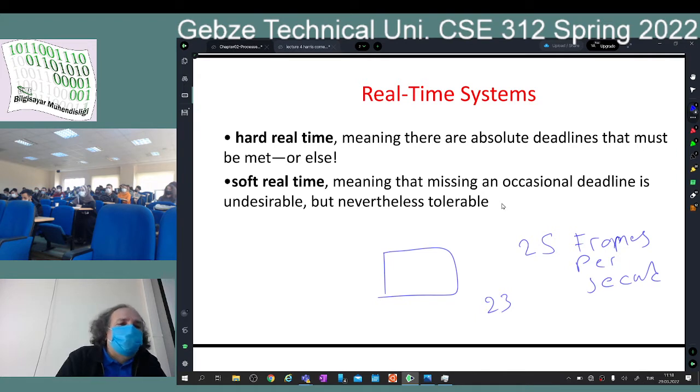Okay? So a soft real-time system says that most of the time I am going to show you 25 frames, but sometimes from time to time, 5% of the time, 1% of the time, I might show 24, okay? Or 20 or some other number. Okay, those are called soft real-time systems, and soft real-time systems are usually based on Linux, okay? Because Linux is not designed as a real-time system, but it can be used as a soft real-time system.